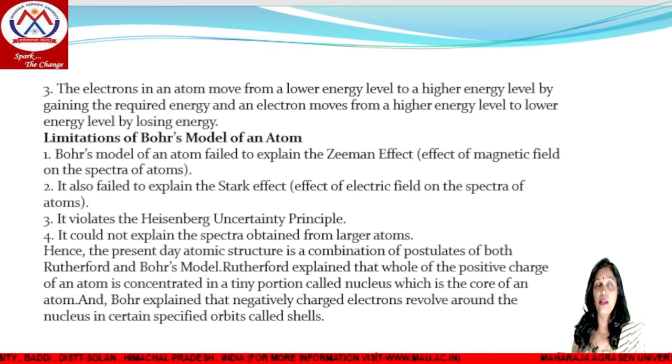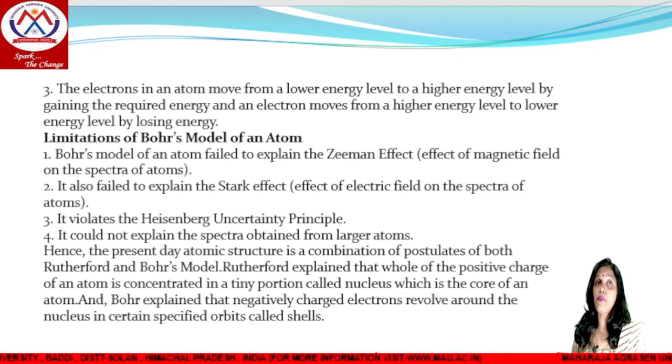Now, these are some limitations of Bohr's model of an atom. Bohr's model failed to explain the Zeeman effect, which is the effect of a magnetic field on the spectra of atoms. It also failed to explain the Stark effect, which is the effect of an electric field on the spectra of atoms. It violates the Heisenberg uncertainty principle. It could not explain the spectra obtained from larger atoms.